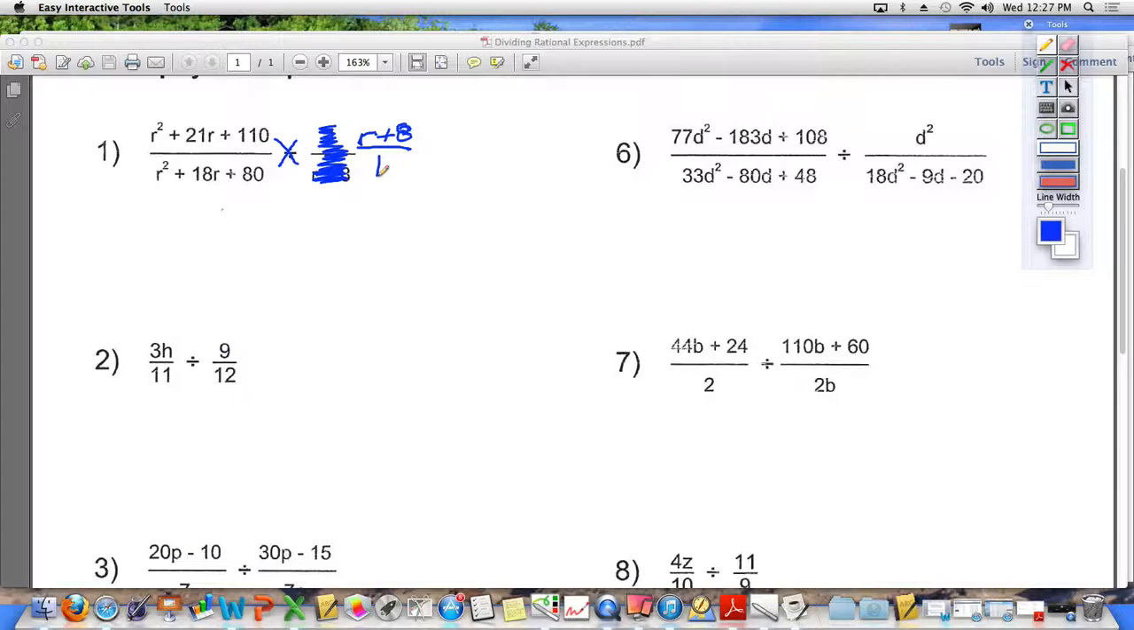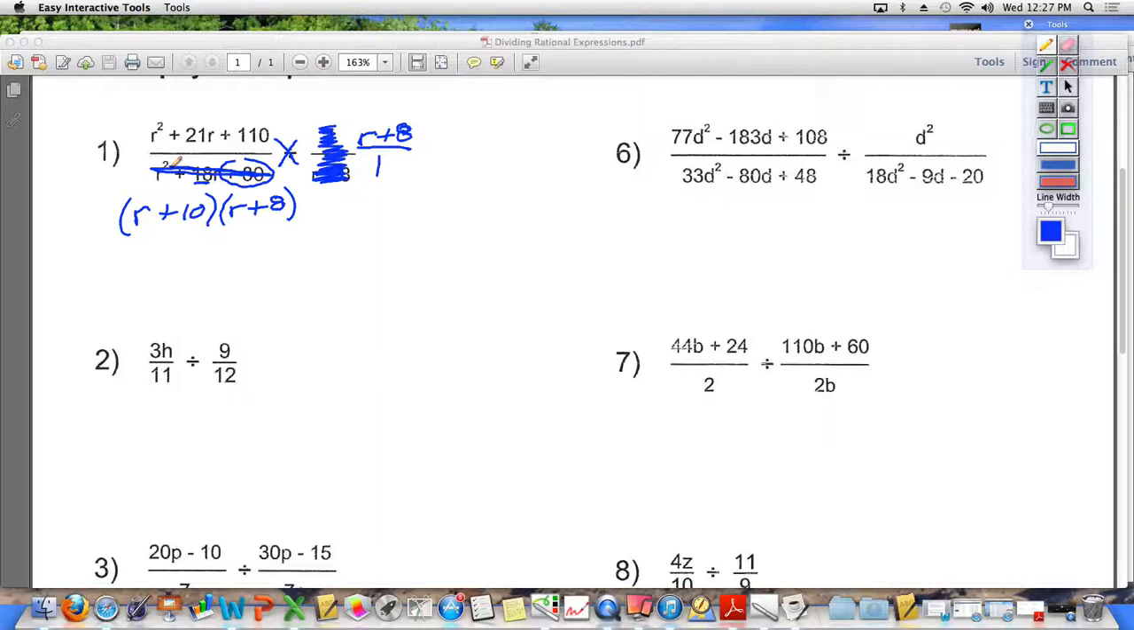So let's factor the denominator first. What two numbers will multiply to give you 80 and add up to give you 18? 10 and 8. So on the bottom we have r plus 10 and r plus 8. And I'm going to cross this off so I don't confuse it with anything else.